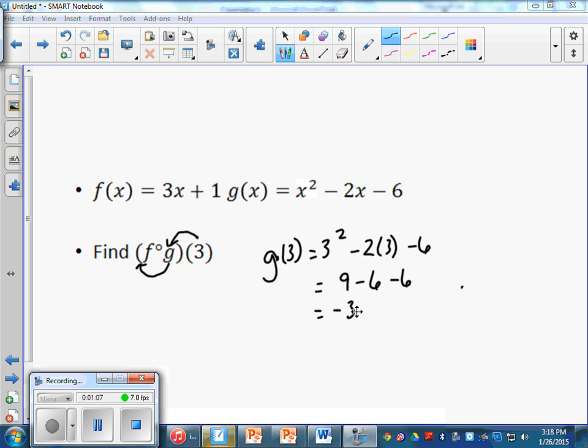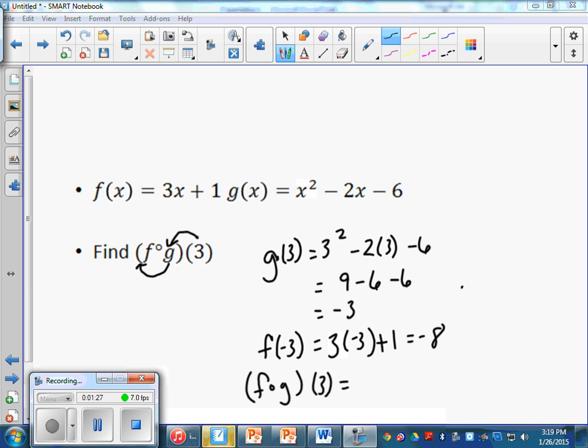And then I'm going to take negative 3 and plug it into f. So the answer from plugging 3 into g gave me negative 3. Now I'm going to plug negative 3 into f. So 3 times negative 3 plus 1 would be negative 8. And that's your final answer. f of g of 3 equals negative 8. You plug 3 into g, get an answer, plug that answer into f, and it gives you your final answer. And that's how you do composition of functions with numbers.